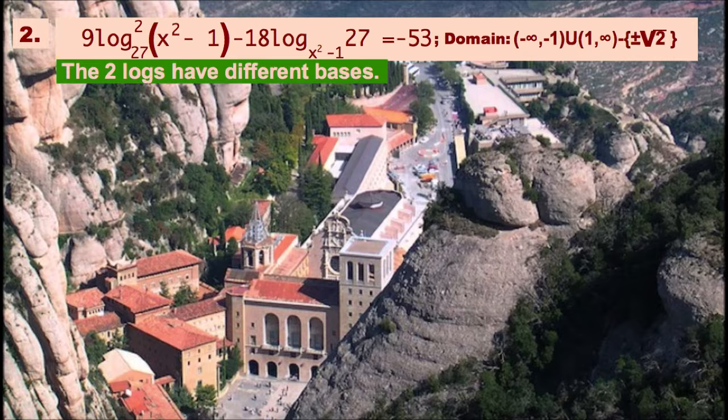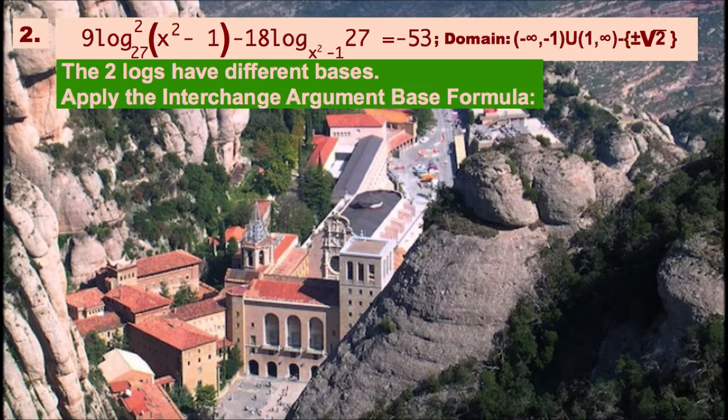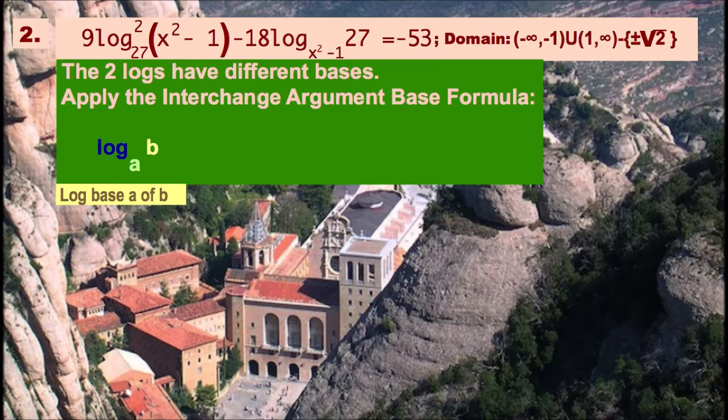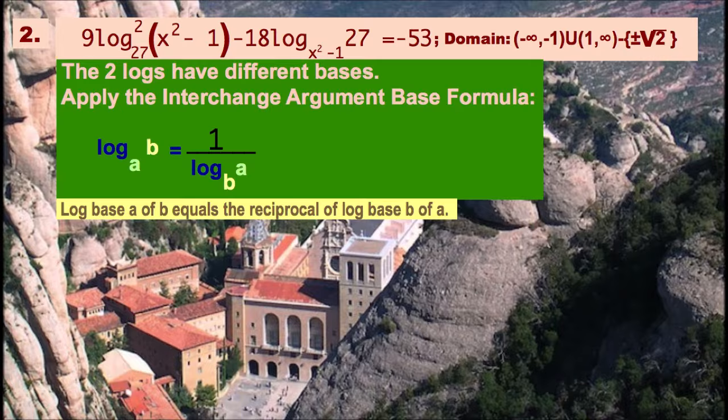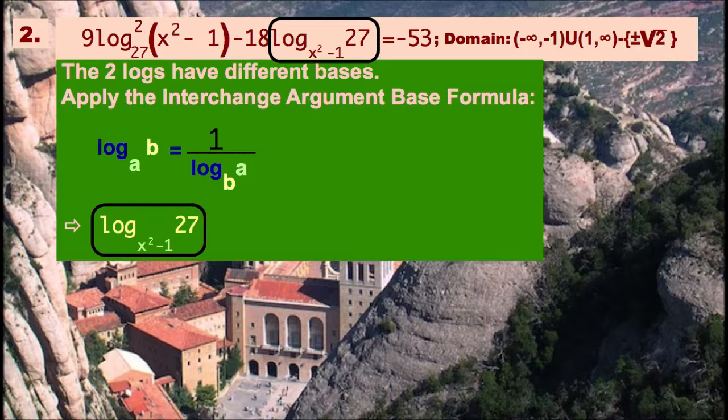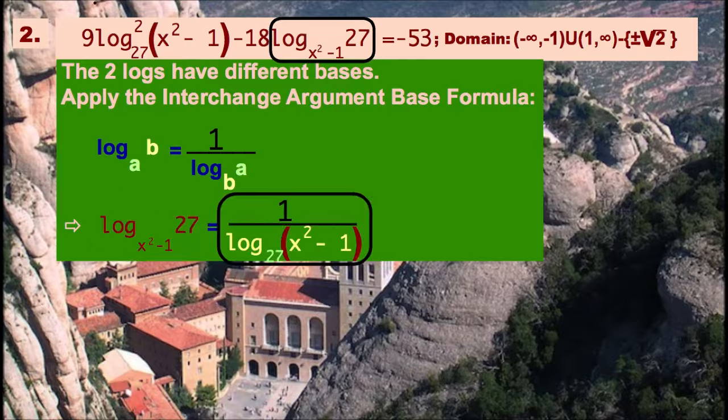The two logs have different bases. Apply the interchange argument base formula. So, log base A of B equals the reciprocal of log base B of A. The base and the argument here have swapped, and we've taken the reciprocal of them. So in our case here, log base x squared minus 1 of 27 is equal to 1 over log base 27 of x squared minus 1.